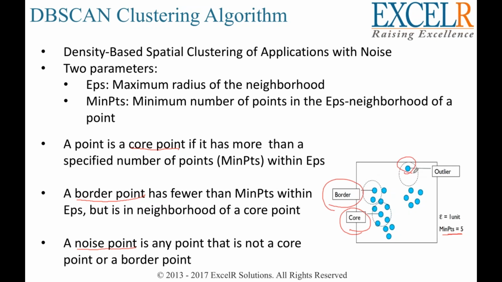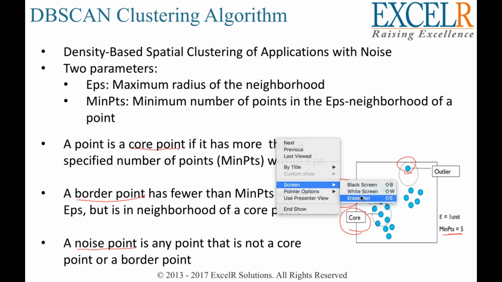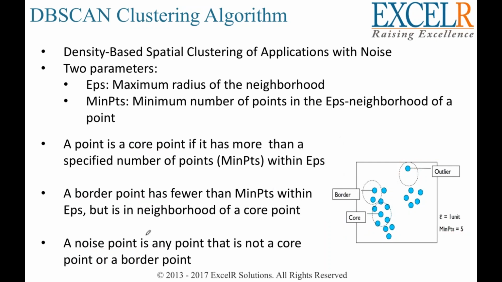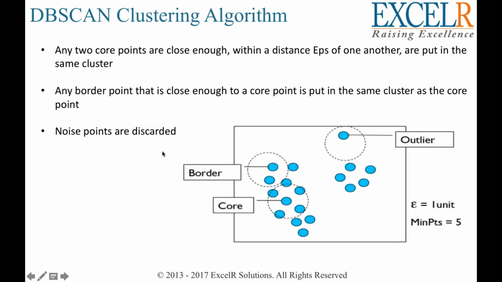It doesn't have any core point as a neighbor, neither is it a border point. That's called a noise point basically. So these are the 3 points that one should be aware of. Why do we need to know about these: core point, border point, and noise point?